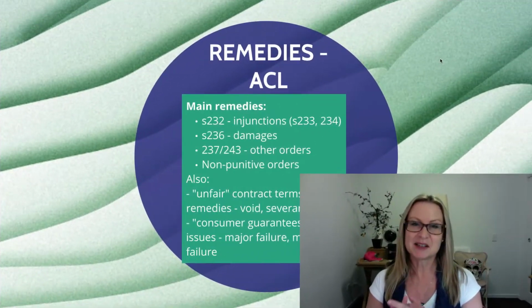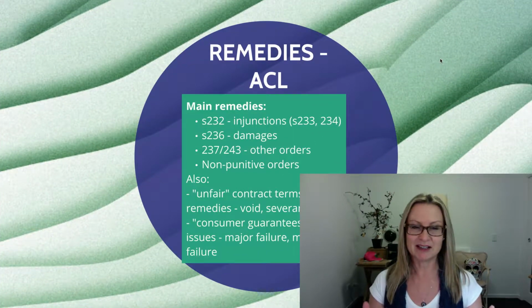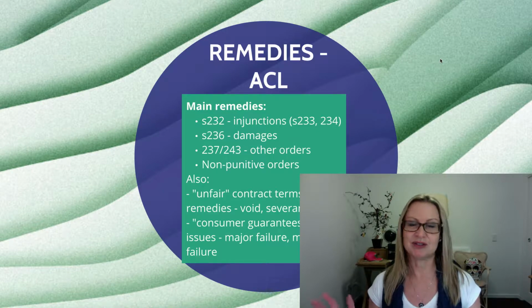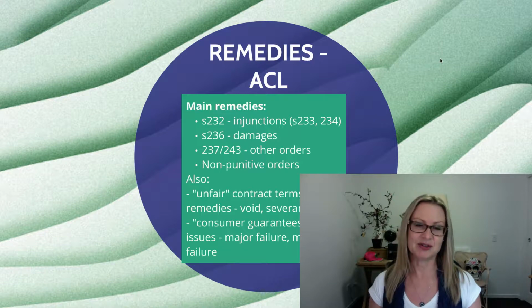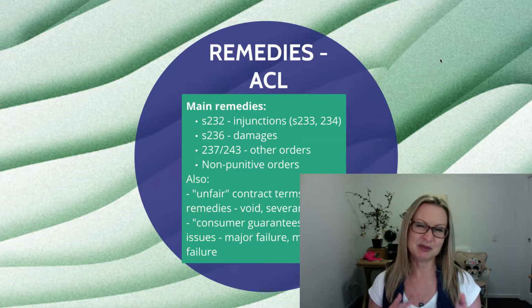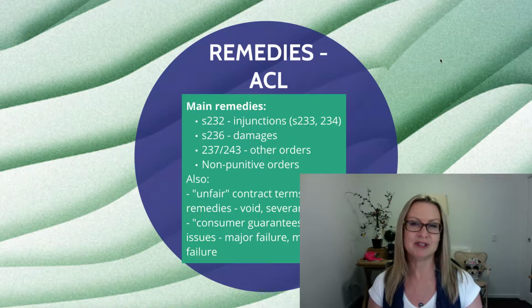So let's now skip back to our main slide here that we had before, and we're going to be looking at the main remedies that you can get for breach of things like section 18, which is our friendly, misleading or deceptive conduct provision. You can see here main remedies, section 232 injunctions, section 236 damages, section 237 compensation orders, and there's also some other kind of groovy non-punitive orders that we're going to have a little look at as well.